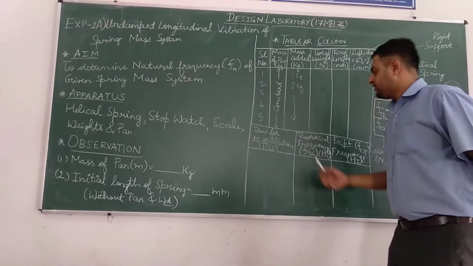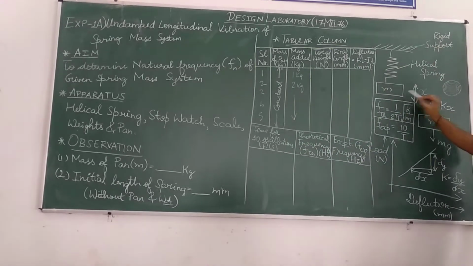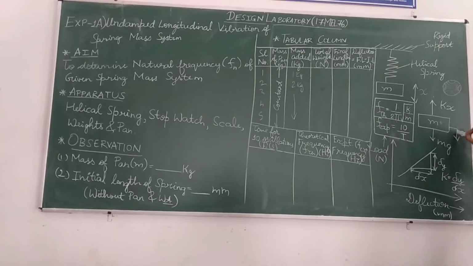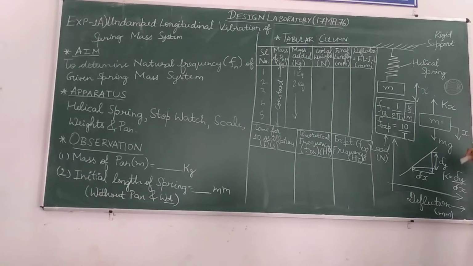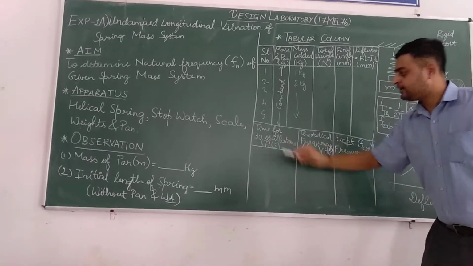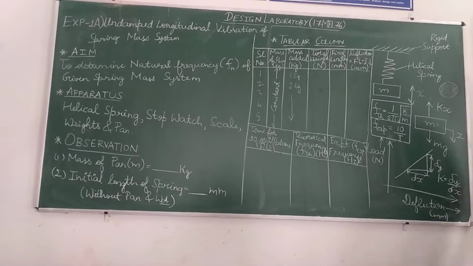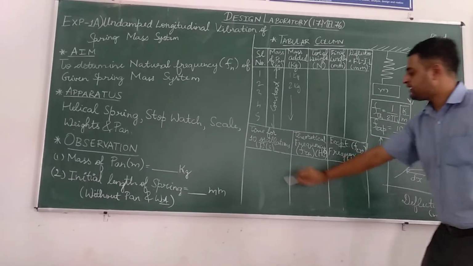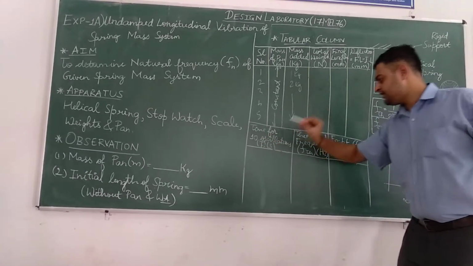Then we give a small displacement called x. We displace the mass by x, and then we note down the time required for 10 oscillations using the stopwatch. So that is the time for 10 oscillations in seconds.